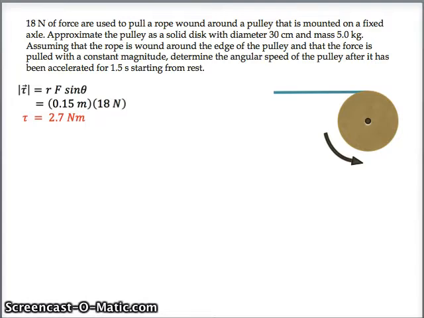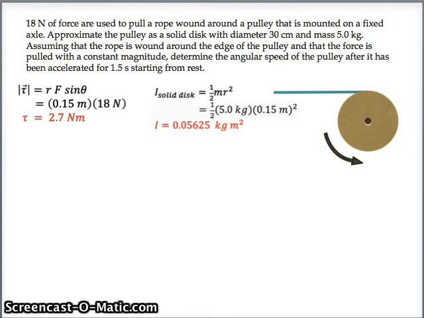Kind of a cool thing about pulleys and why they are so useful is that no matter how you yank on that string, the string will always be tangent to the circle. So it will always be perpendicular to the radius. And so we can just let that drop out.